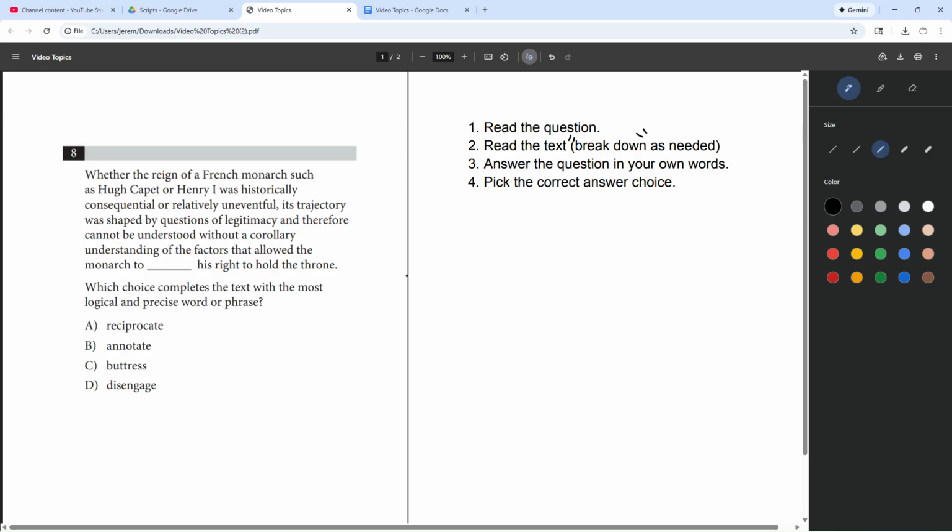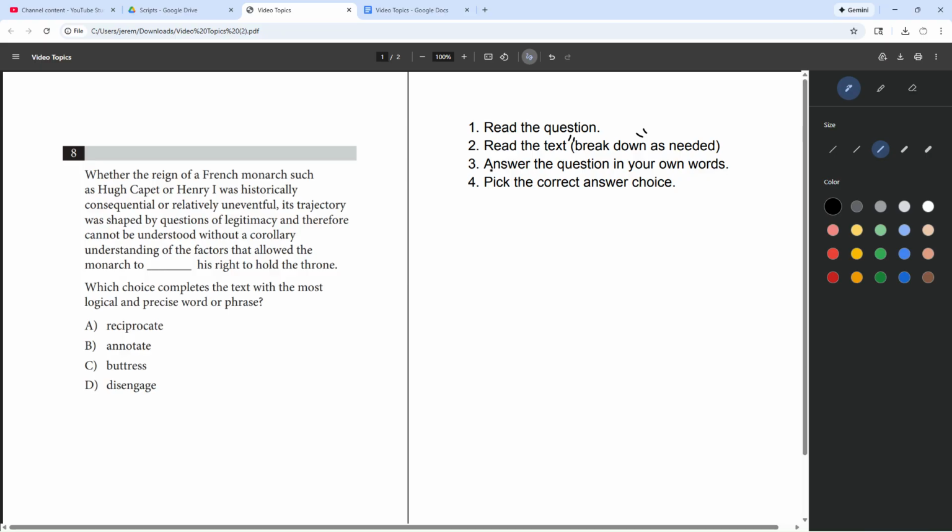And when we break it down, we ask ourselves that question because really that's what breaking down the text is. Rereading the text is not going to be something that is necessarily helpful. So asking ourselves, in my own words, what does this mean? That is going to be helpful.